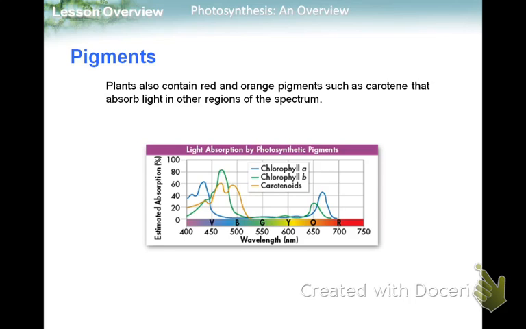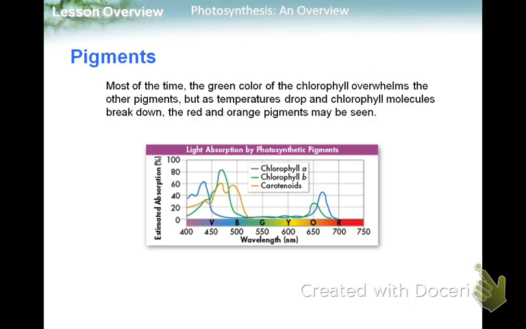There are other pigments that plants contain, like carotene, that are reddish and orangish, that absorb light in other areas of the spectrum. Most of the time, the green color of the chlorophyll covers up the other pigments, but as temperatures drop, chlorophyll molecules will break down. The red and orange pigments can be seen. This is why leaves change colors in the fall.